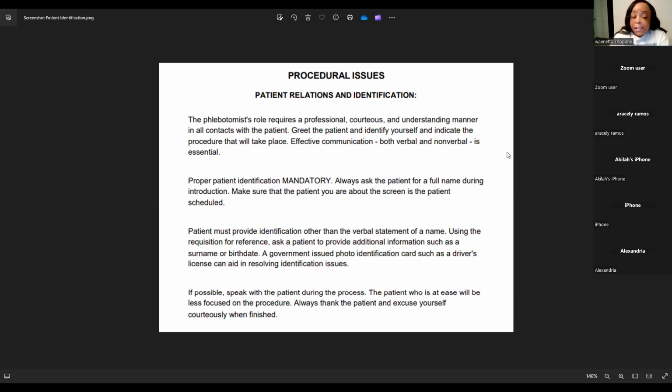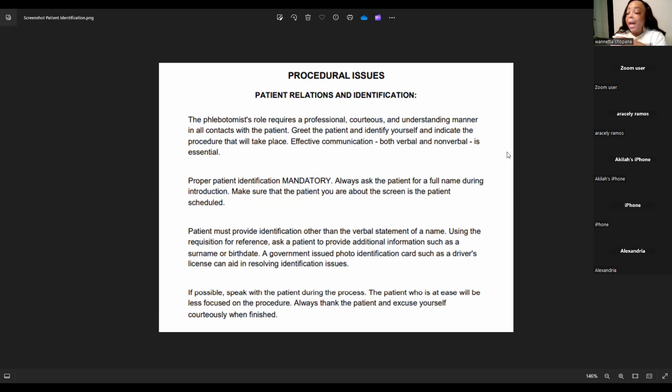As it states, proper patient identification is mandatory. Always ask the patient for a full name during introduction. Make sure the patient you are about to screen is the patient scheduled. Remember, you might have the wrong patient and not know it yet, okay? The patient must provide identification other than the verbal statement of a name. I could tell you all day long, I'm Juanita Champagne, because you mispronounced my name, so I'm basically confirming the wrong name. You can't just take my word for it.